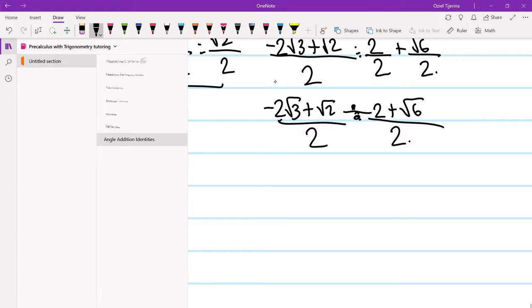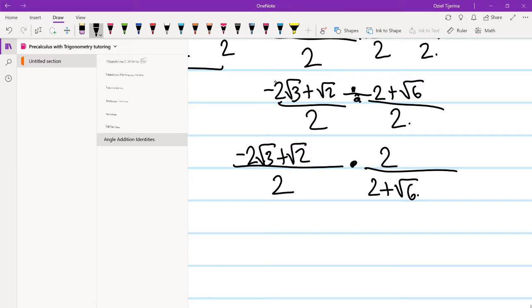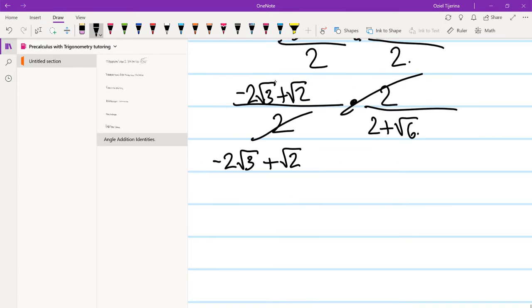So you would then cancel these two out, and you would say negative 2 square root 3 plus the square root of 2 over 2 plus the square root of 6. This would be your final answer. It just depends on the teacher whether or not they want a radical in the denominator. In case they don't, I'm just going to rationalize it.